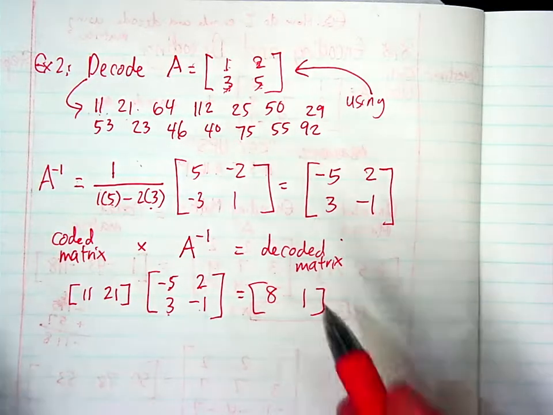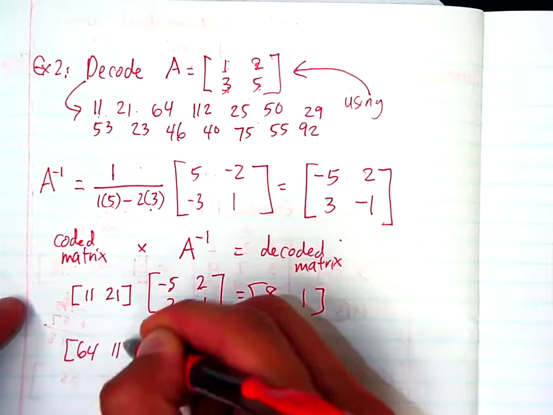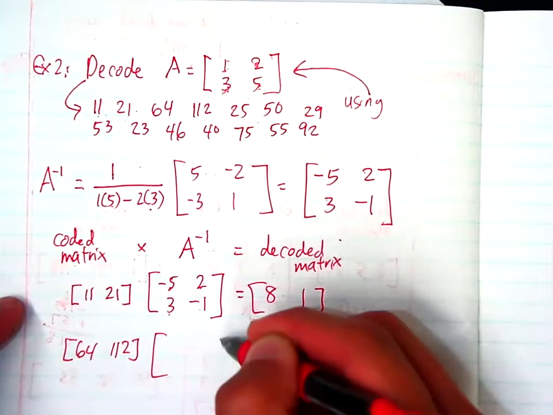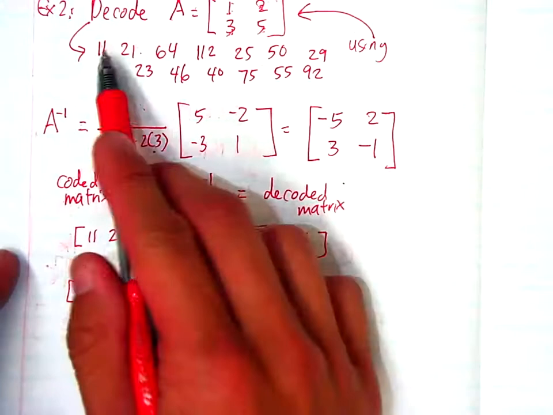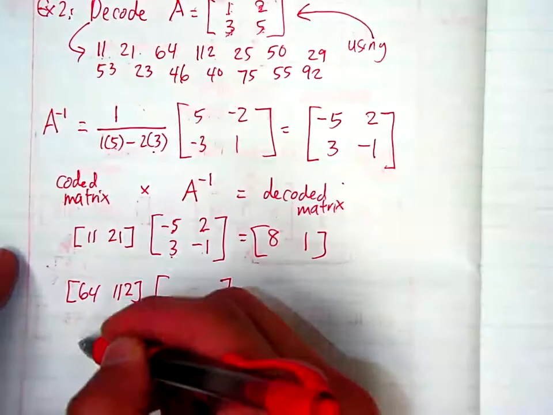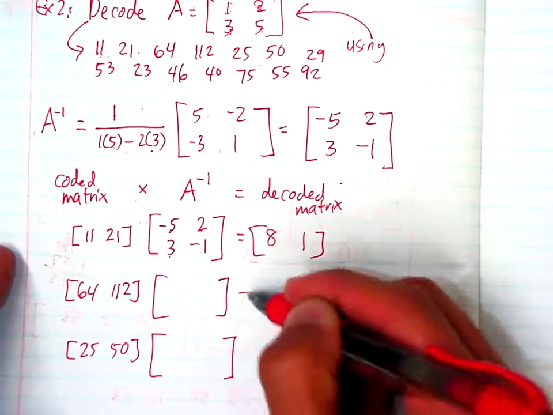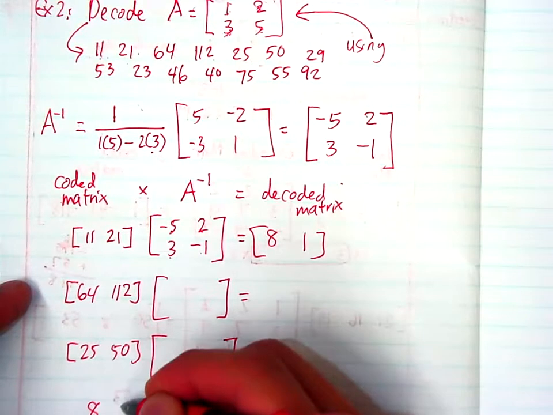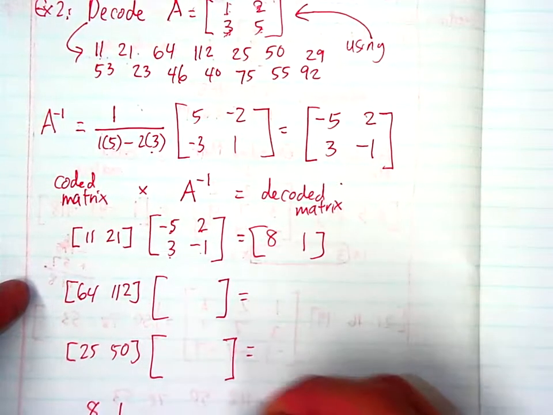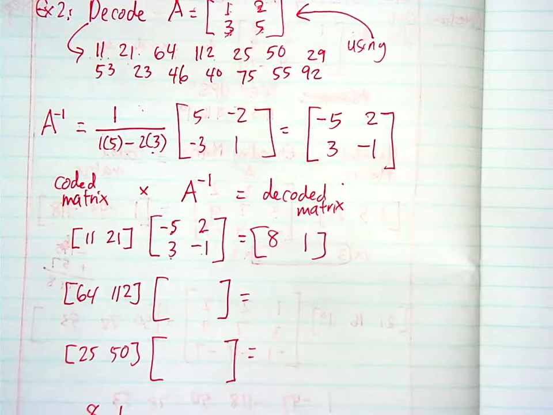Okay, so if I go back, the next one I'm going to do is the next two numbers. It'll be 64 and 112, and I'm going to multiply by A inverse. So I did 11, 21, 64, 112. The next one I'm going to do is 25 and 50. I don't want to repeat the process because it'll be just too tedious. But eventually I'm going to have all these numbers. I'm going to write it all out. So I'm going to write 8, 1, and then write all the rest of the numbers. And you will end up decoding the message.